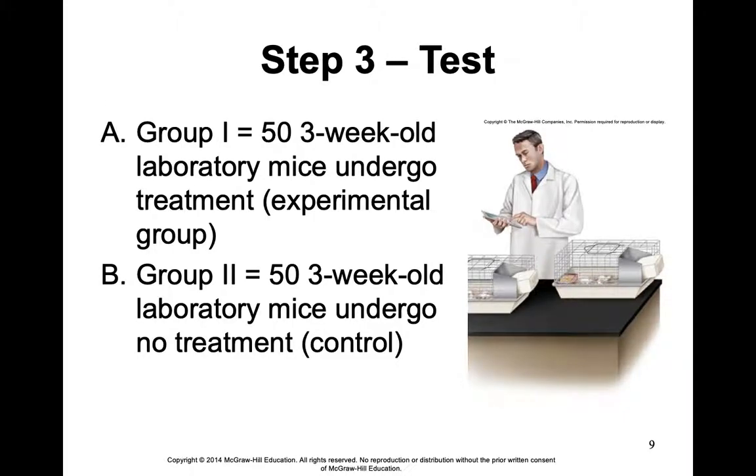So the third step is to test or conduct an experiment. And in an intervention study, a controlled experiment, there's always a treatment group or an experimental group and a control group. So in this particular study, they've divided their two groups of mice in half. Half of them will undergo the treatment. That's the experimental group, so they'll be exposed to chemical X. The other half will not undergo treatment, but they'll live in the same quarters. That way, there's something to compare the treatment group to.